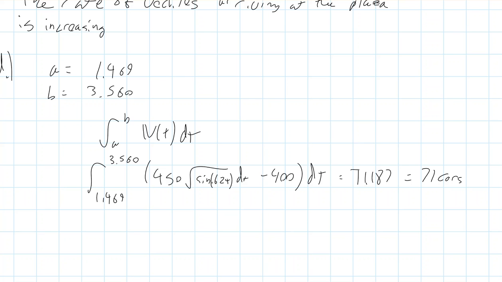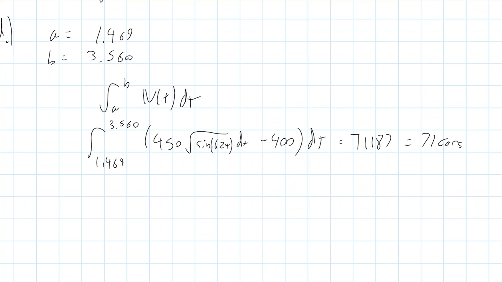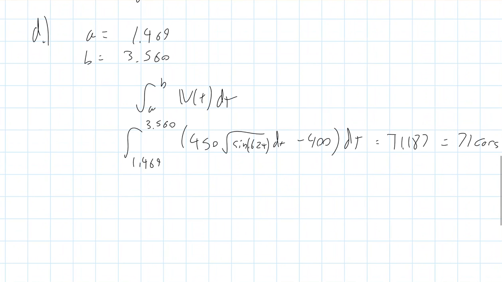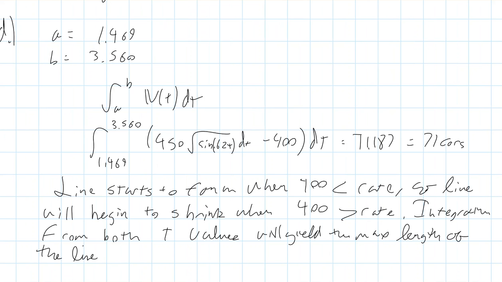Now we only have to justify our answer. For our justification, the math works pretty well, but I'm going to write a little sentence at the end. Okay, so here's my explanation. Basically, I said that since the line starts to form when 400 is less than the rate, it's accumulating cars. The line will begin to shrink when the rate is less than 400, and so cars will be exiting faster than they're arriving. Integrating between these t values must yield the maximum length of the line, because it's from when the line forms to when the line ends.